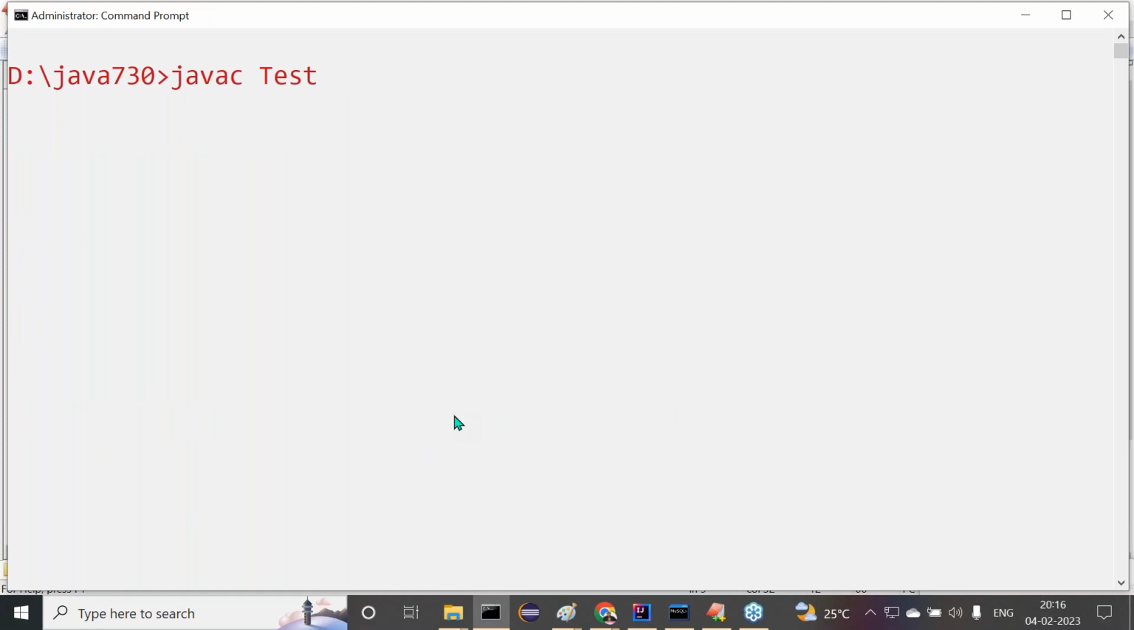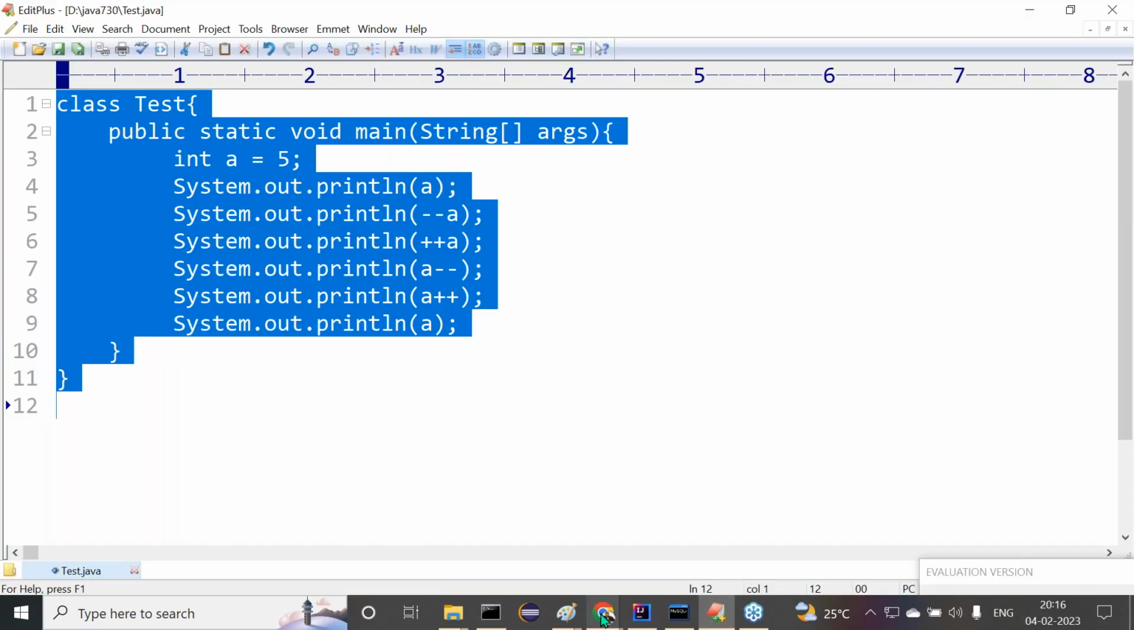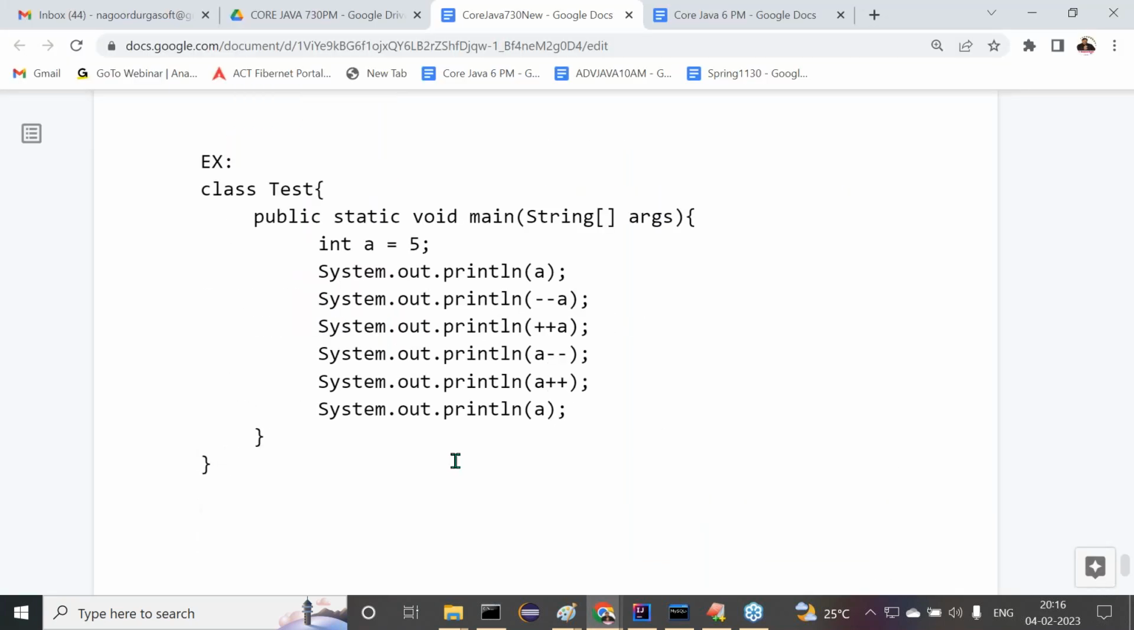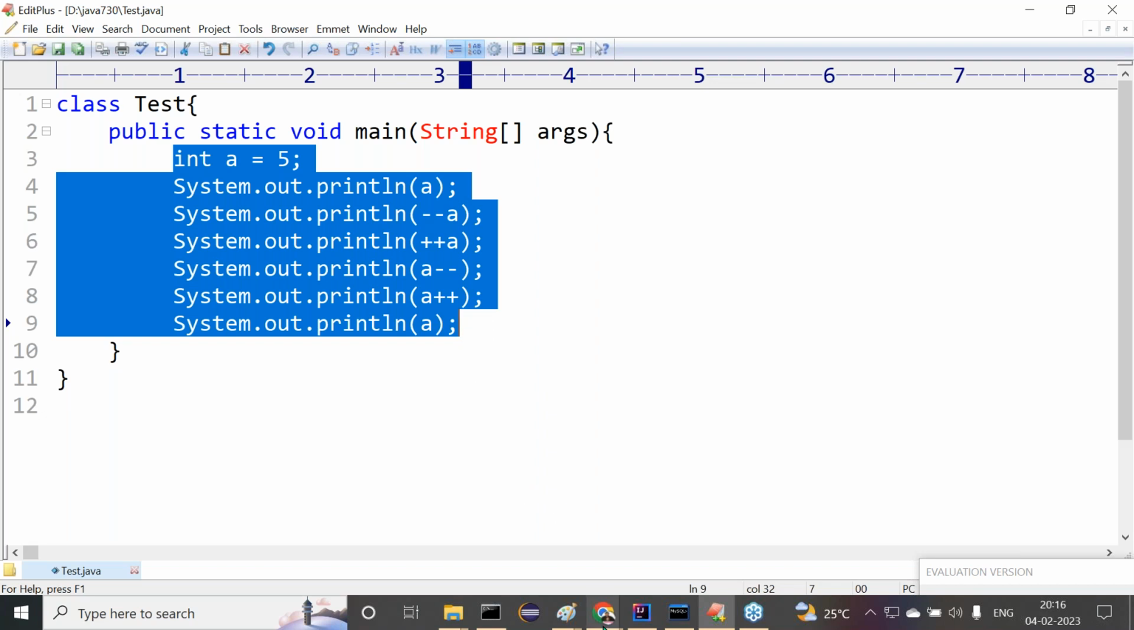javac Tester.java compiled successfully. java Test gives 5, 4, 5, 5, 4, 5. Right. The right output we are getting here, sir. Now anyway, this is a program. Another example I gave. Then let me explain this total part here. Let me explain this as it is.